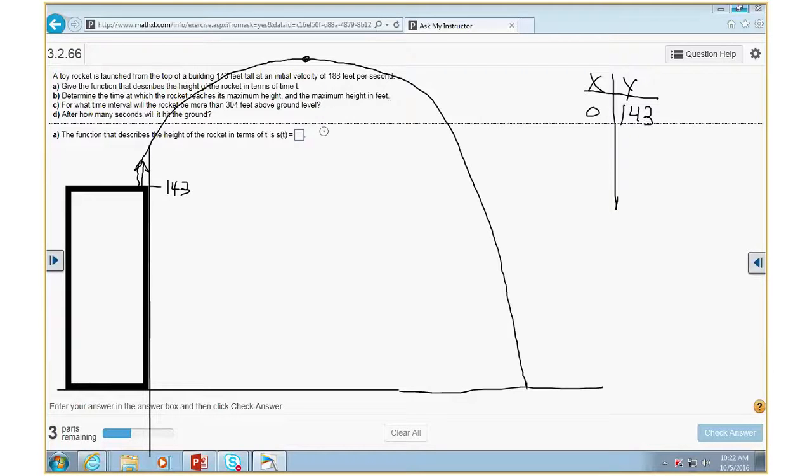Now, give the function that describes the height of the rocket in terms of time. Determine the time in which the rocket reaches its maximum height, the maximum height in feet, for what time the interval will be 300 feet. How many seconds will it hit the ground?